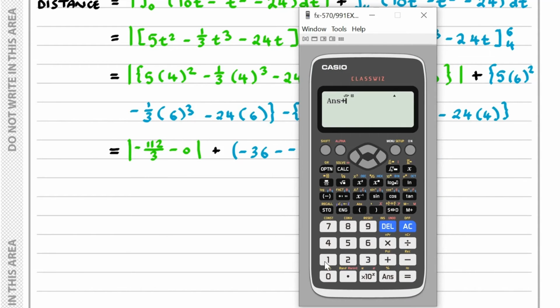So we will add to this 112 over 3, and then we will add on another 112 over 3. The reason for that is because the value of minus 112 over 3 is just 112 over 3. So we get a final value of 116 over 3, which to three significant figures, we get 38.7 meters. So this is the total distance travelled.